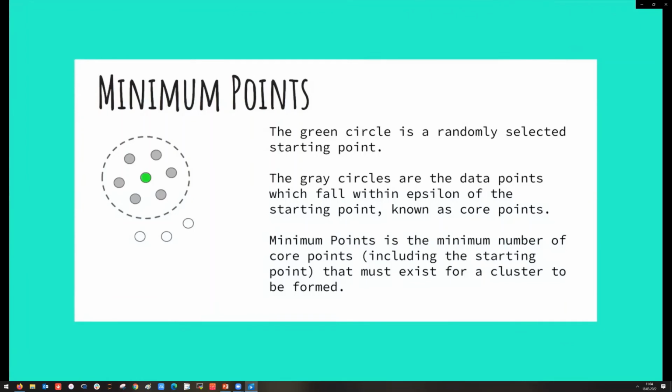Minimum points is the minimum number of core points, including the one starting point, that must exist for a cluster to be formed. In this example, there are 7 points within epsilon of the starting point, including the starting point itself. Thus, if minimum points is set to 7 or less, a cluster would be formed. However, if minimum points was set to 8 or more, these data points could not initiate a cluster.